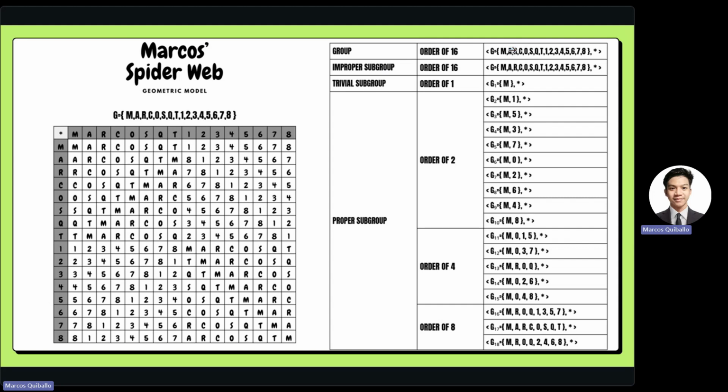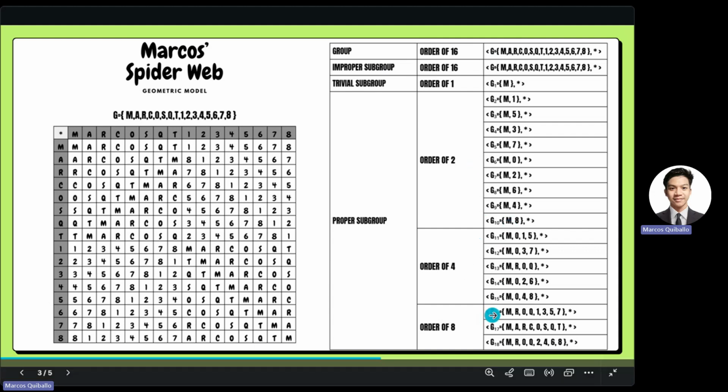So the order of the group and the subgroups is related to each other. So we have here the trivial subgroup. We have one element, and the order of the trivial subgroup is one. And for G sub 2 to G sub 10, the order of the subgroup is 2. And for G sub 11 to G sub 15, the order of the subgroup is 4. And for G sub 16 to G sub 18, the order of the group is 8.